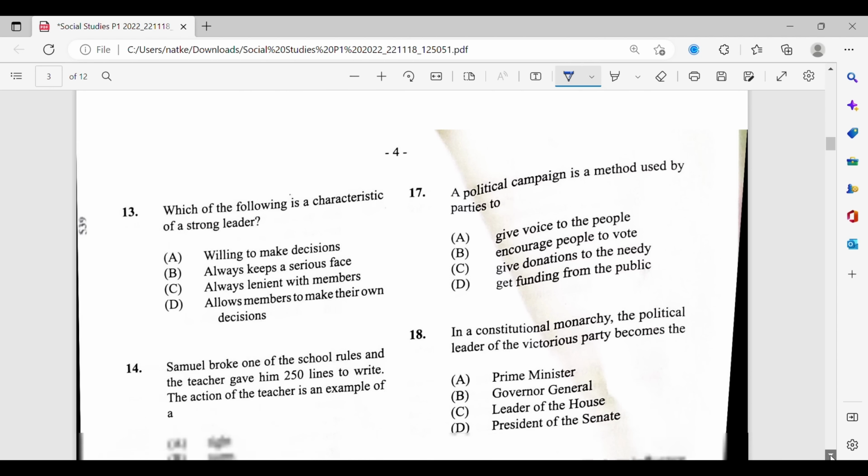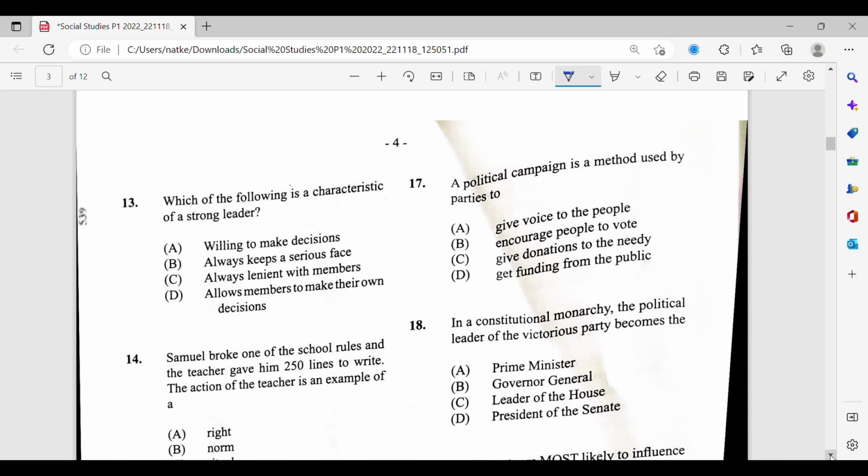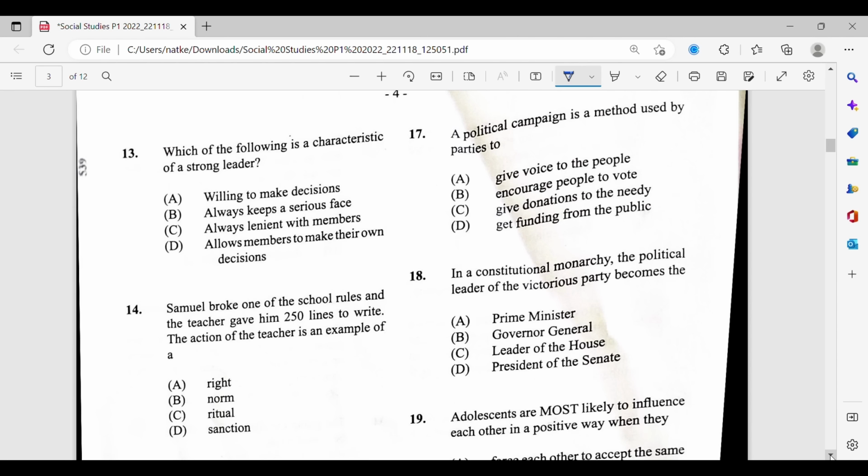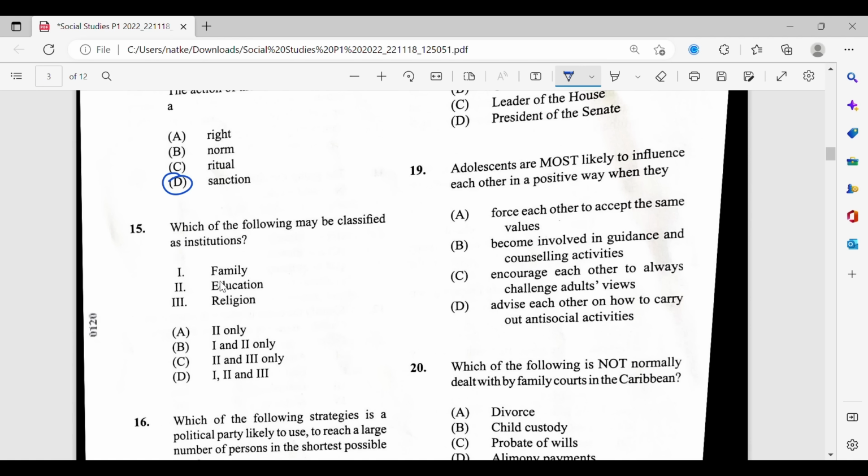Number 13. Which of the following is a characteristic of a strong leader? Willing to make decisions, always keeps a serious face, always lenient with members, always allows members to make their own decisions. So that would have been letter A. All 3 of these are institutions, so the answer would have been letter D for number 15.